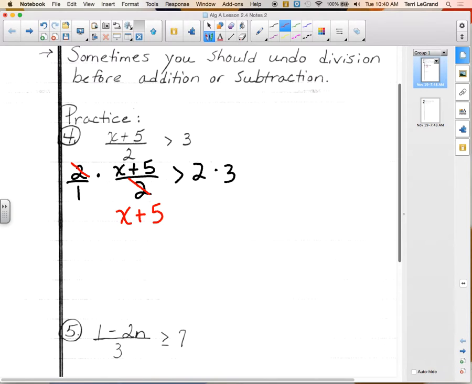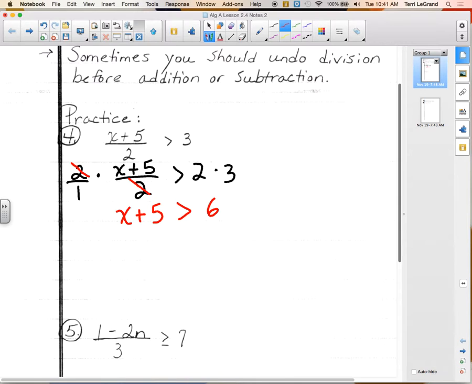Should we reverse the inequality symbol? No. Why not? Because you're not multiplying or dividing by a negative. Yeah, we did not multiply by a negative, we multiplied by a positive, so we leave our symbol going the direction it was, and 2 times 3 is 6.